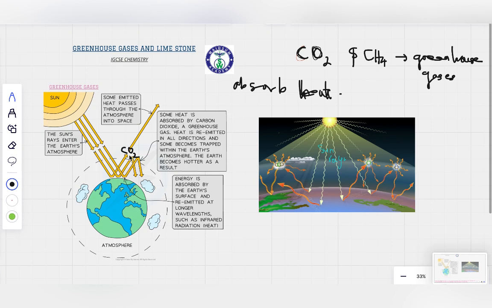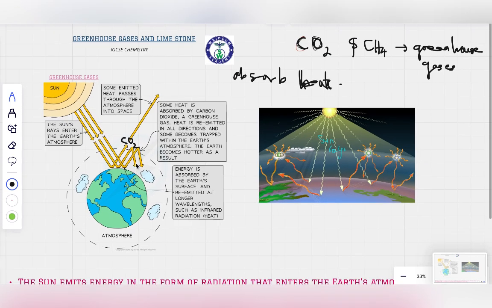So it's re-emitted. Instead of going up into outer space, it's re-emitted back to the Earth. Is what? Re-emitted back to the Earth. So the heat is now retained within the Earth's atmosphere, causing the air around us to be warmer, and the Earth will be warmer, causing what we call global warming.